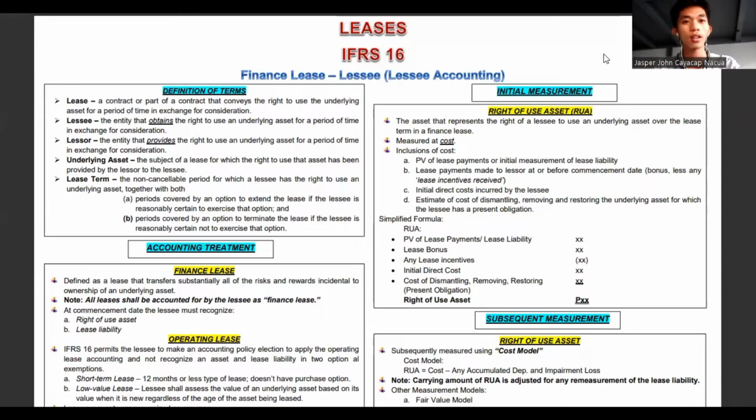Definition of terms: lease is a contract that conveys the right to use an underlying asset for a period of time in exchange for consideration. Whereas the lessee obtains the right, the lessor provides the right. Underlying asset is the subject of the lease, and the lease term is a non-cancelable period.